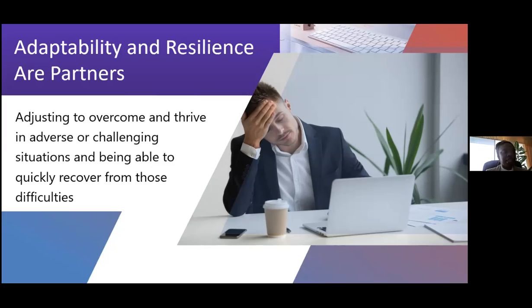So adaptability is, okay, I can adjust and allow myself to change due to new circumstances or new conditions. Well, resiliency is more so implying I'm able to not only overcome, but I can bounce back if I've been offset by a challenge or by some type of adversity. And so they still work very well as partners. And the goal is for us to be able to do both.